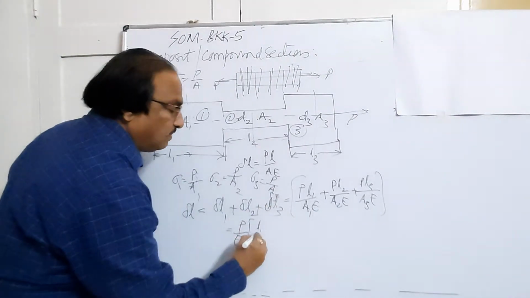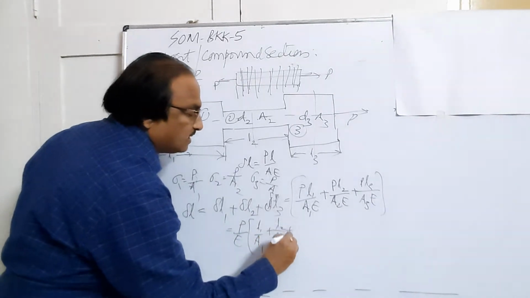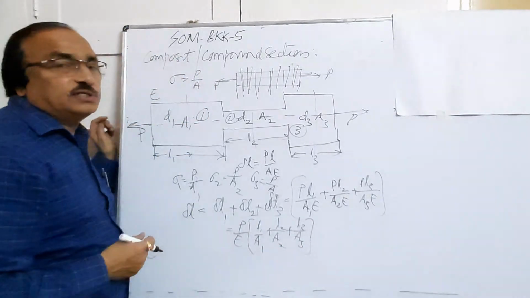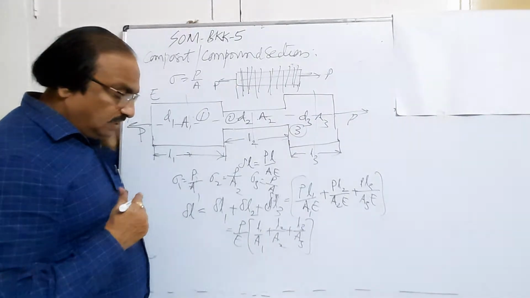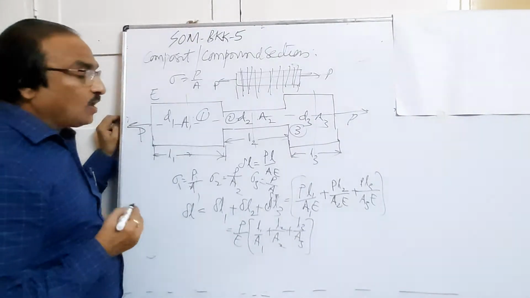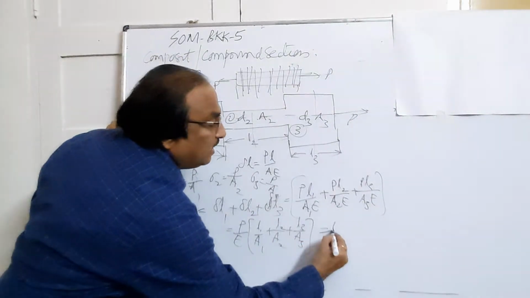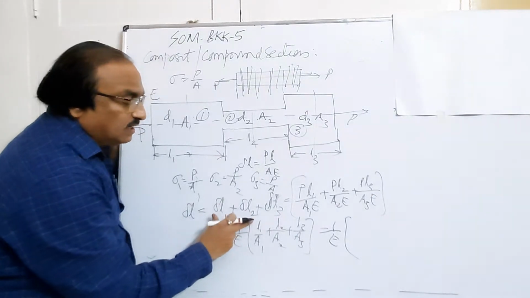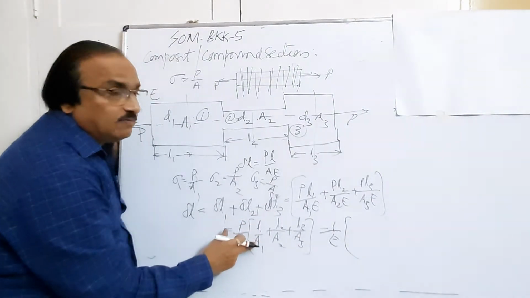So L1 by A1 plus L2 by A2 plus L3 by A3. This is how we will come to know the total deformation that is taking place. Or I can write this formula in another way, keeping 1 by E outside. If I take P inside, stress is load by area, P by A.